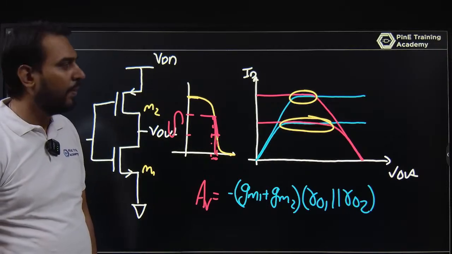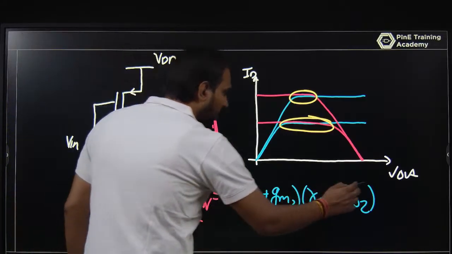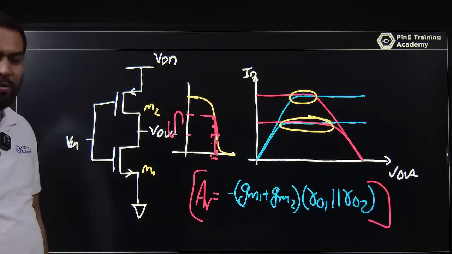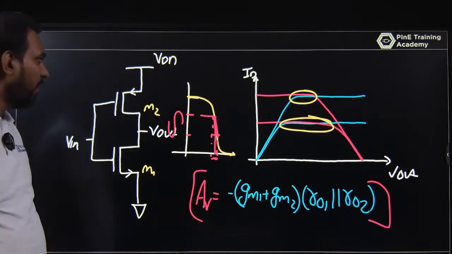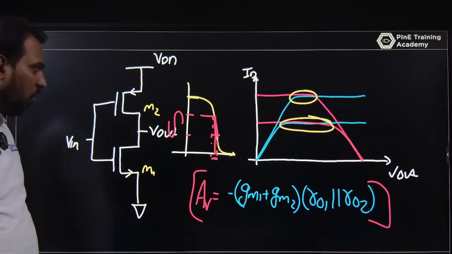So this is the assignment for you. Please work on it. Make the small signal model and justify it. What will be the gain of the inverter, or common source amplifier with an active load?